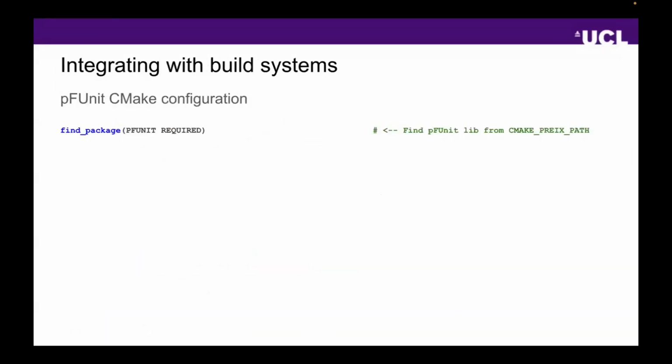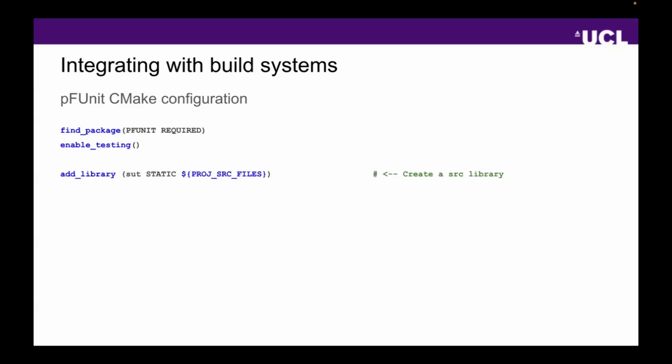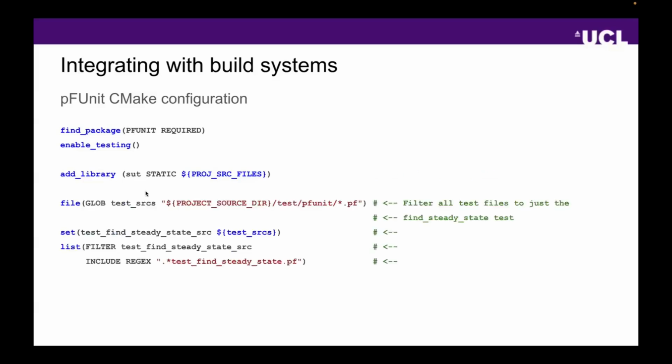First of all, we need to find the pFUnit library, using the inbuilt find package from CMake, and it'll find this from your CMake prefix path, assuming you provided that when you built. We then enable CTest, and we create a library for our source program. I've called it SUT, which stands for System Under Test. Call it whatever you want.